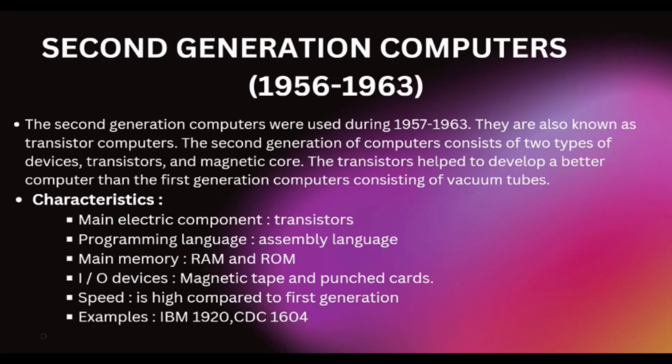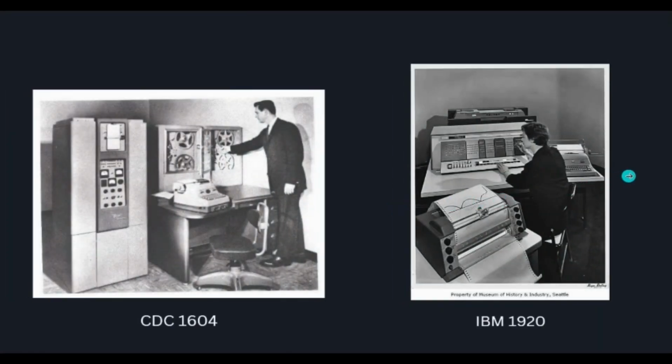Characteristics of second generation computers. The main electric component used were transistors. The programming language used was assembly language. Main memory were RAM and ROM. Input-output devices were magnetic tape and punch cards. Speed was very high as compared to first generation. Examples are IBM 1920 and CDC 1604. The first picture is CDC 1604 and the second picture is of IBM 1920.